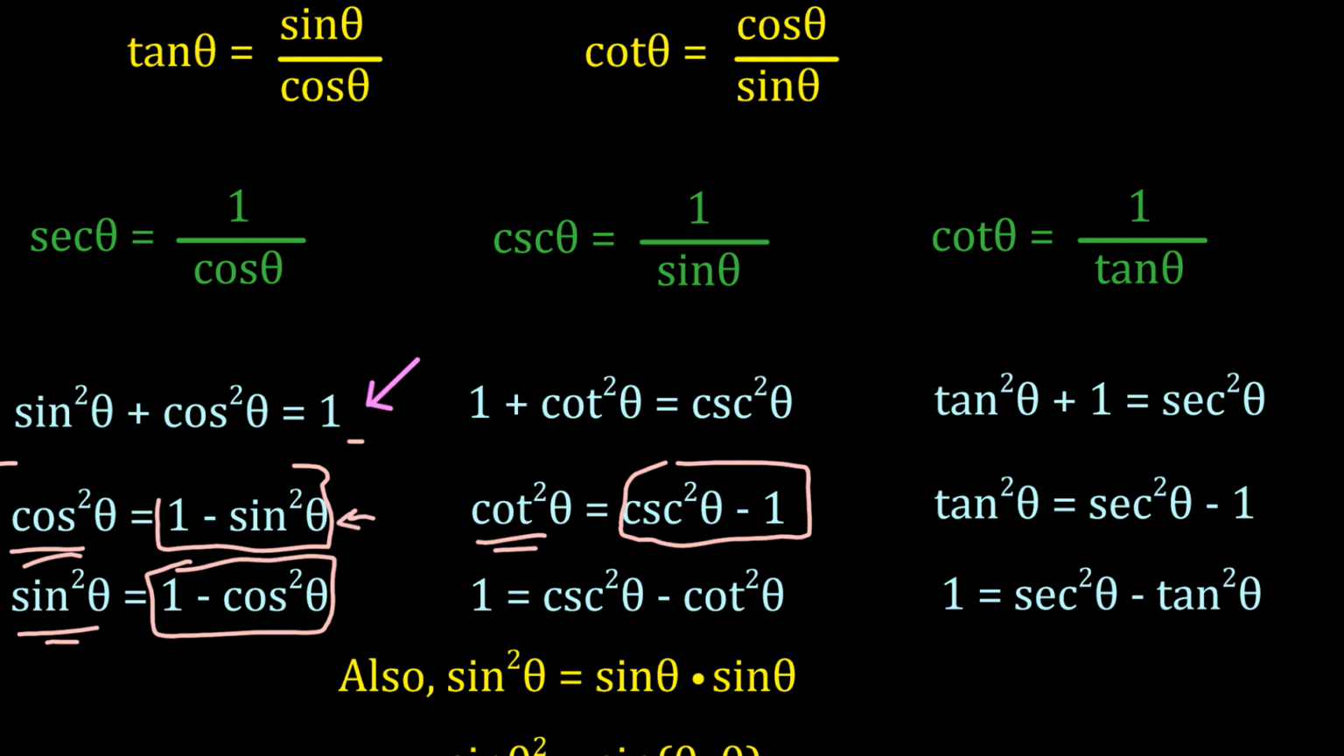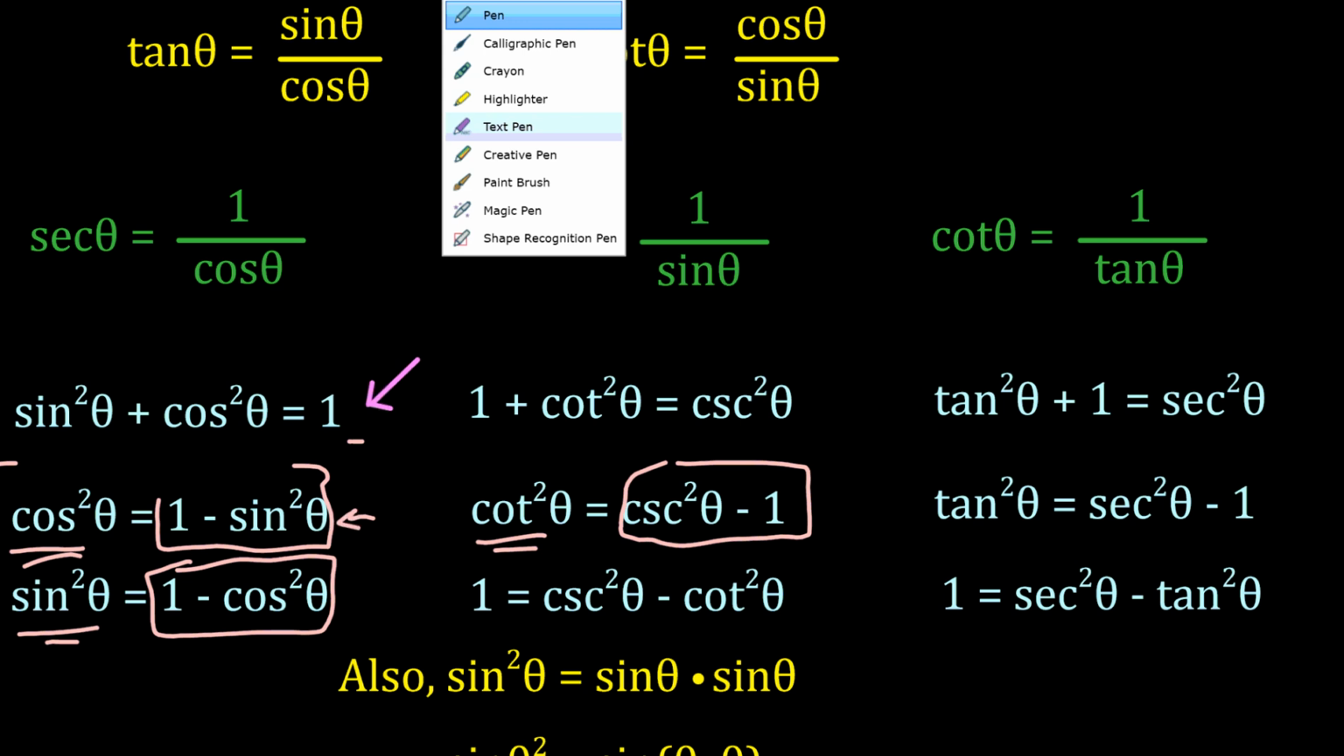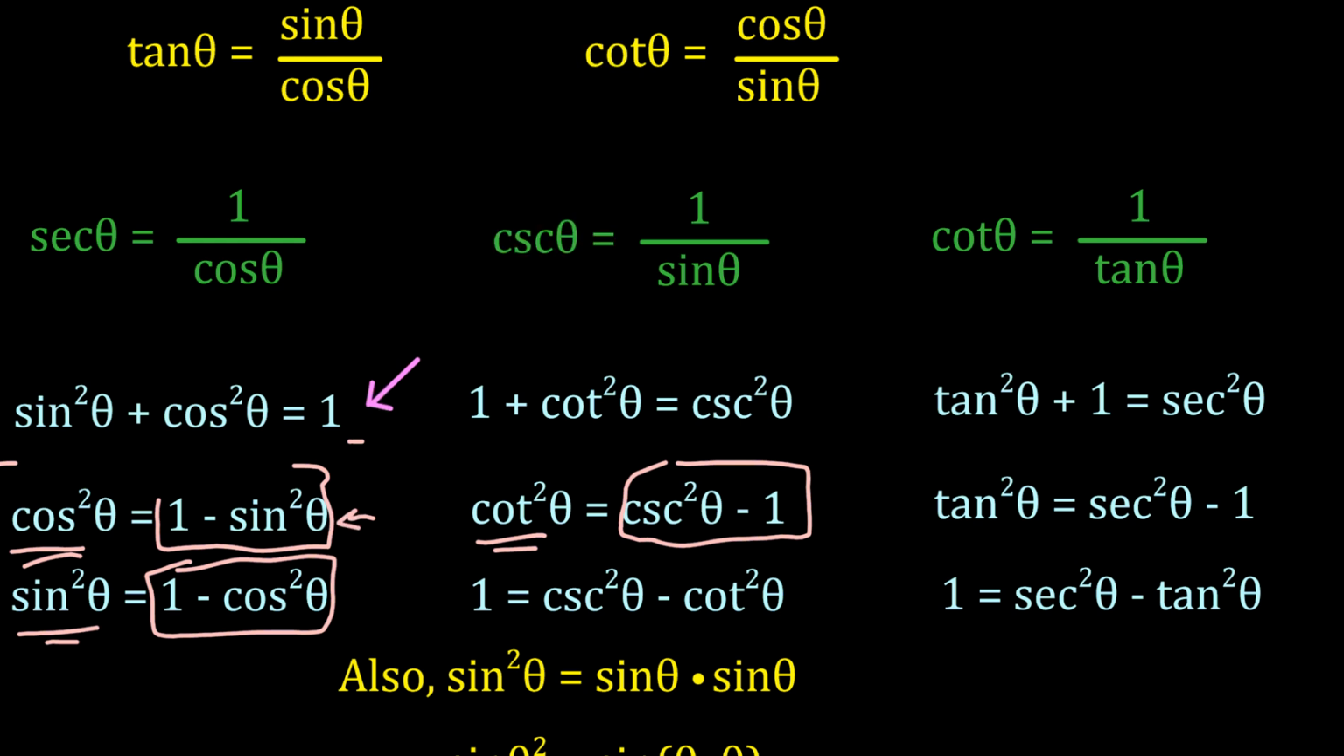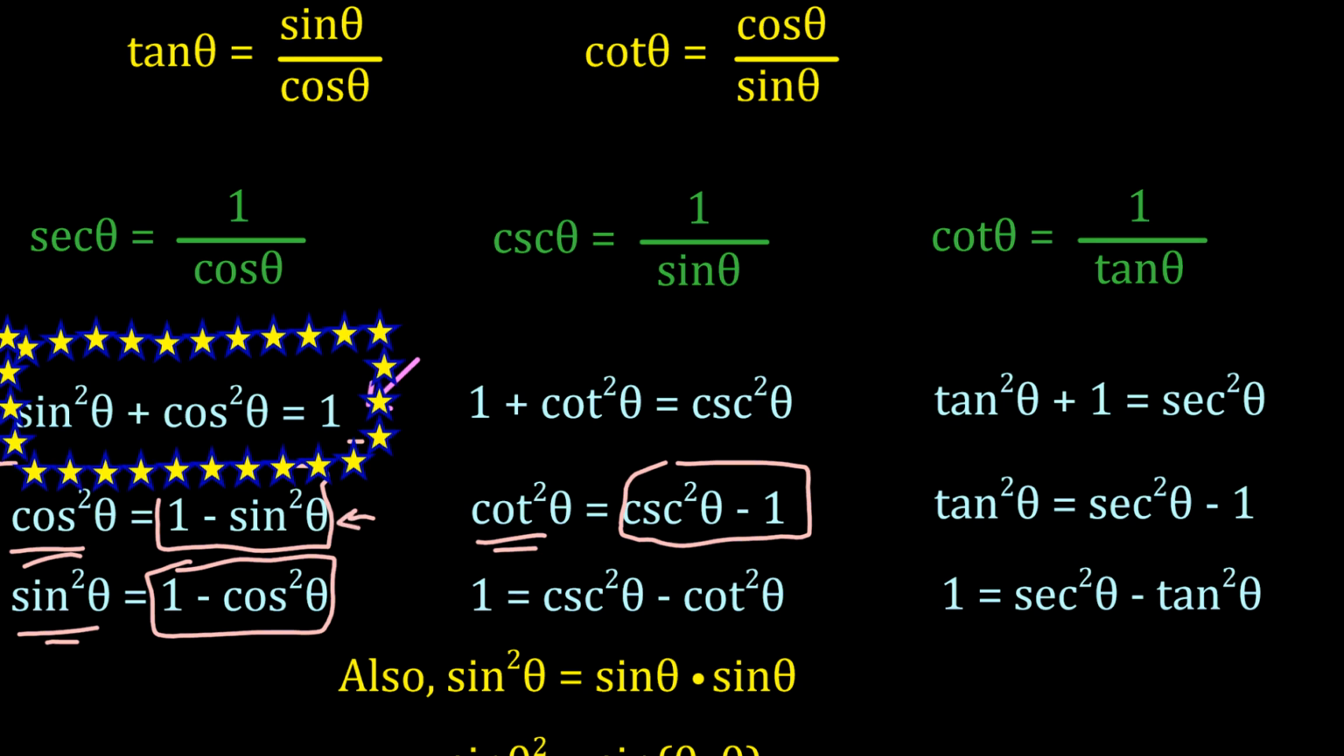As long as you know this first one here, let's highlight that one. Let's do some stars. You really need to know this one. If you know that one, you can get the rest. The rest of them are all derivatives of that. All right, so I was long-winded enough there. Those are all of our trig identities.